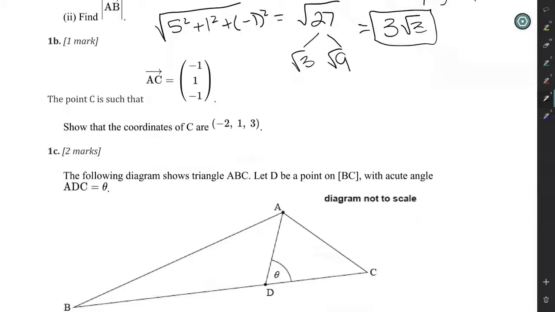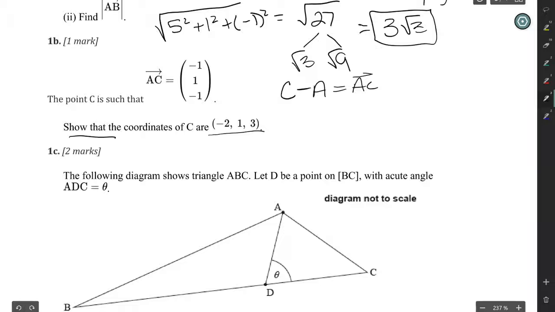The next thing IB tells us is the point C is such that vector AC is equal to -1, 1, -1. Show that the coordinates of point C are -2, 1, 3. Remember, when IB says show, they want you to do all the work, and then your answer is going to be -2, 1, 3. So vector AC is going to be the terminal minus the initial, is going to equal AC.